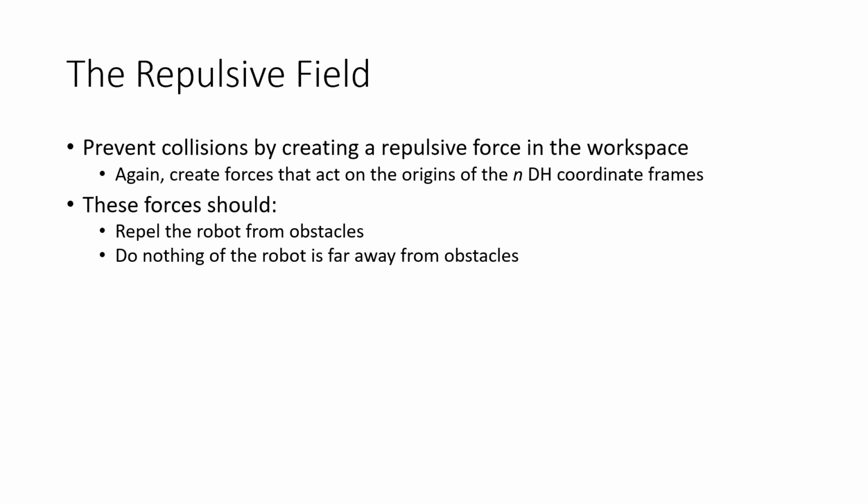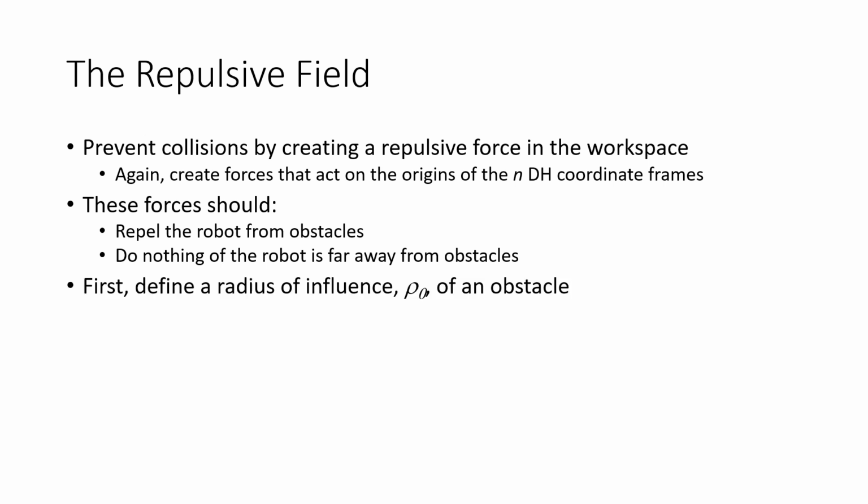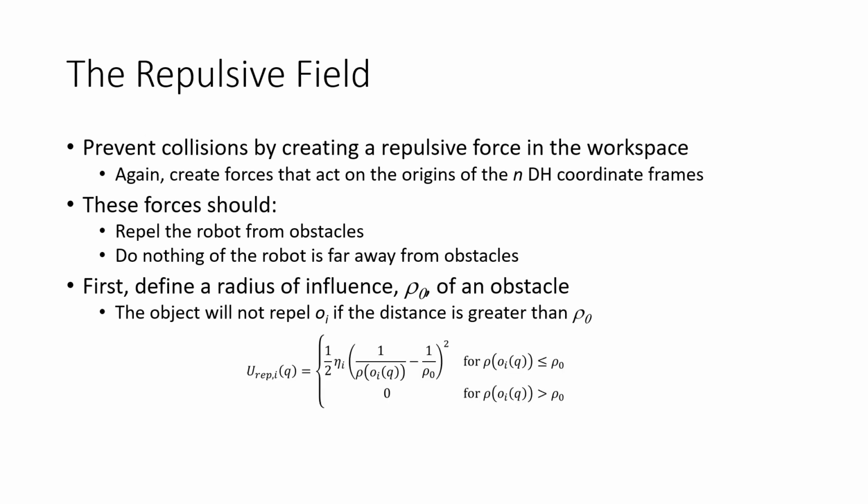There is going to be a region of influence needed for these repulsive forces to act. For that reason, you are going to define that radius of influence, rho naught, for all the obstacles. That is going to repel the robot if it is nearer to that, and it should not repel if it is far from it. So that's why the expression would look something like this.